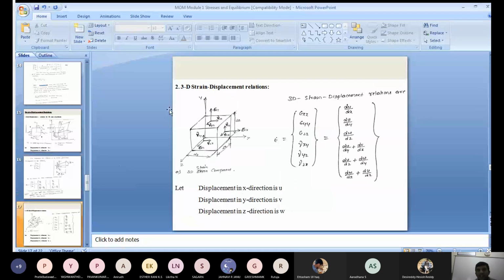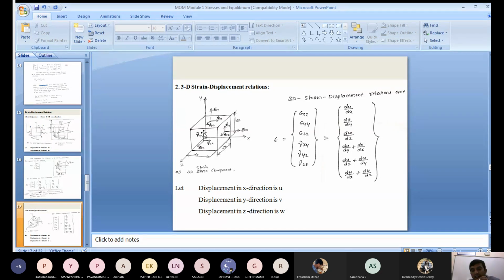Okay, similarly go for the second case, strain displacement relations for three-dimensional elements. How many stresses are acting at a point in a three-dimensional element? A three-dimensional element is a cube. After simplifying, a total of 6 stress components are acting on the three-dimensional member: sigma x, sigma y, sigma z, tau xy, tau yz, tau zx. Similarly, go for three-dimensional strain at a point.